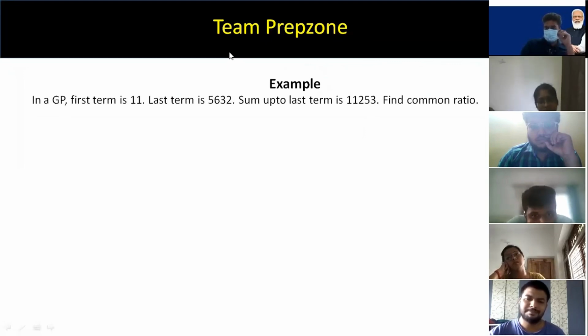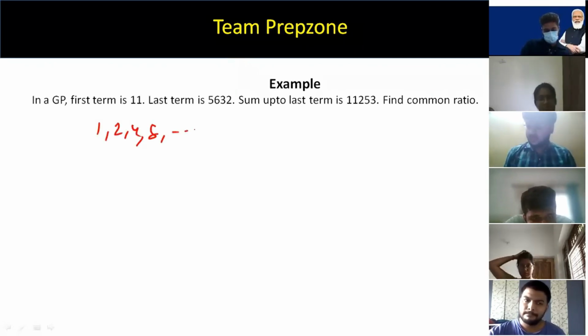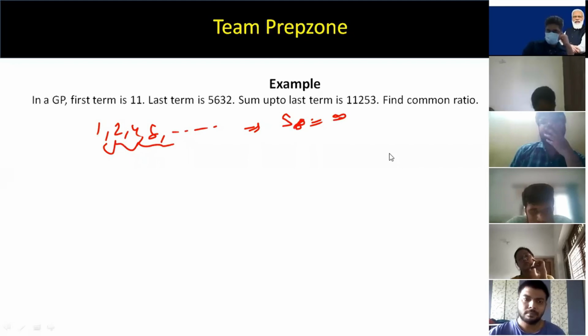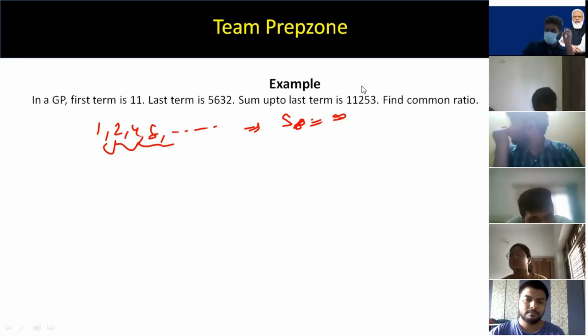And second thing, see, in a GP, for example, say the ratio is 2: 1, 2, 4, 8. If you are asked the sum of infinite terms, it has to be infinite, right? Because it's an increasing sequence. So 1 plus 2 plus 4 plus 8 plus 16 plus 32 plus 64, its sum has to be infinite, right? If it goes to infinity, then the sum of infinite terms is not A upon 1 minus R.